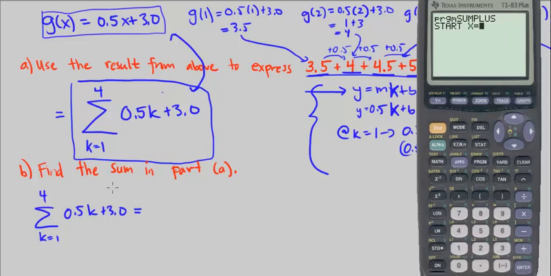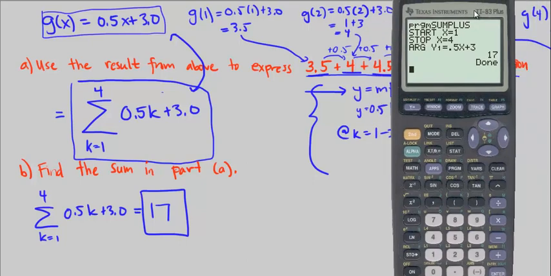Let's run it. Starting is 1. The stopping index is 4. And remember the argument, instead of k, I use x in my calculator, so it's 0.5x plus 3. And what do I get? That's equal to 17.